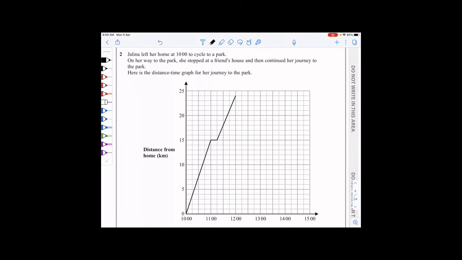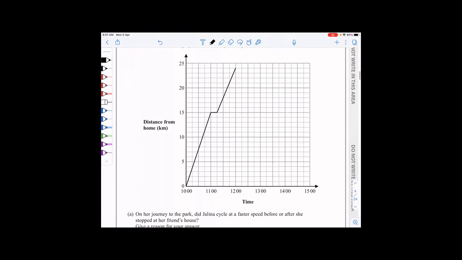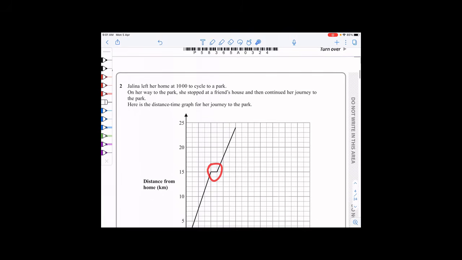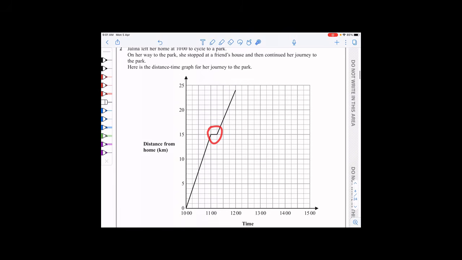Question 2, we've got Jalina leaving her home at 10 o'clock to cycle to a park. On her way to the park, she stopped at a friend's house and then continued her journey to the park. And we've got the distance time graph for her journey to the park. So obviously this is the point where she stopped at the friend's house, and then she's at the park over here.